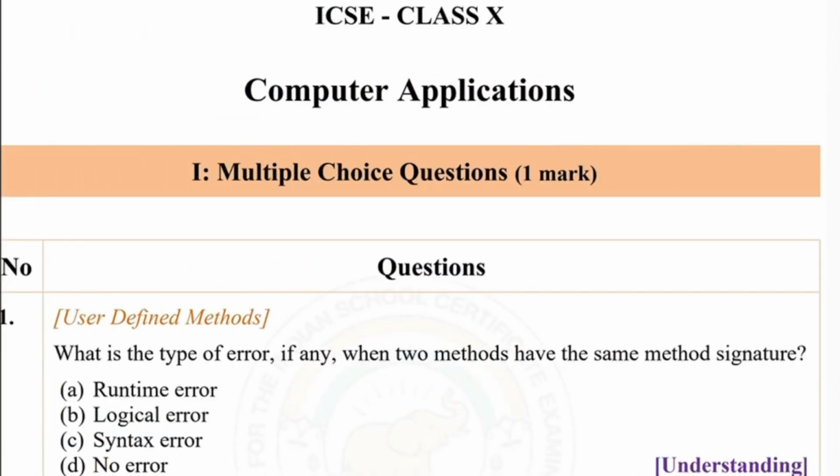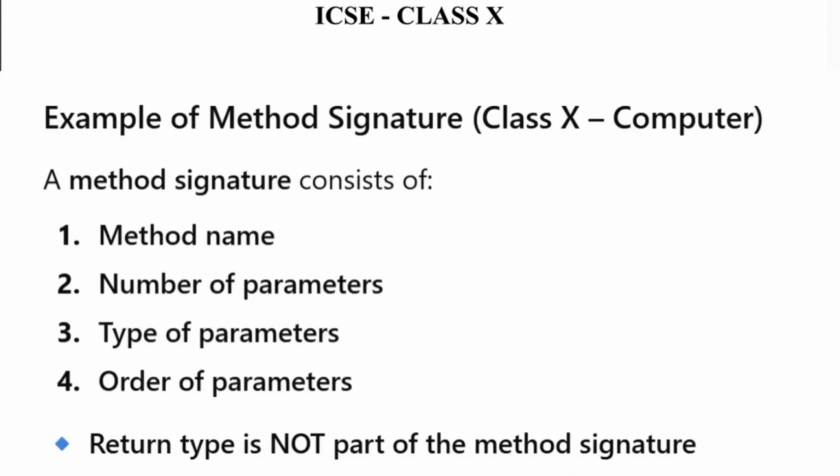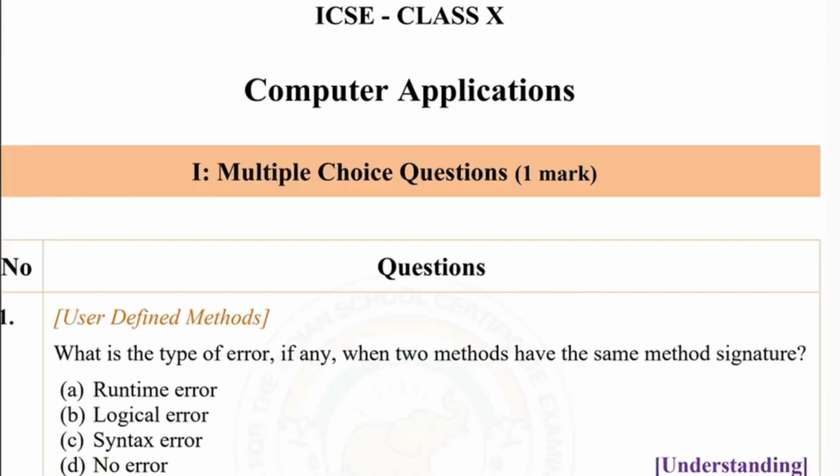First number, what is the type of error if any when two methods have the same method signature? See, what is method signature? Method signature means it consists of method name, number of parameters, type of parameters, order of parameters. Return type is not method signature.